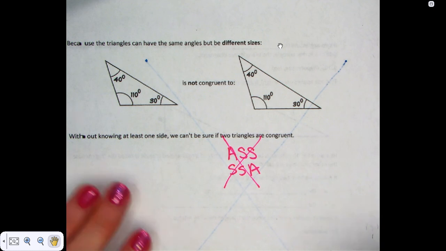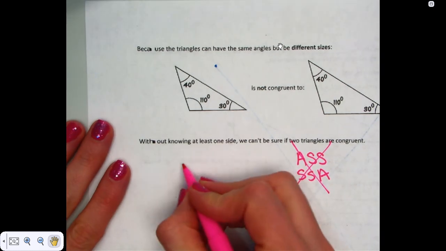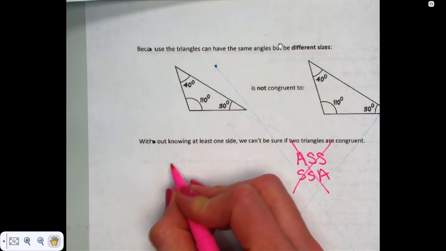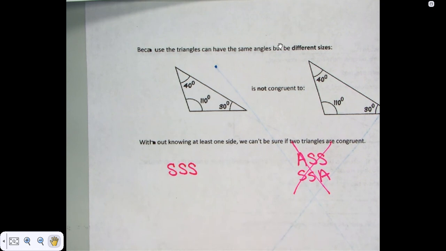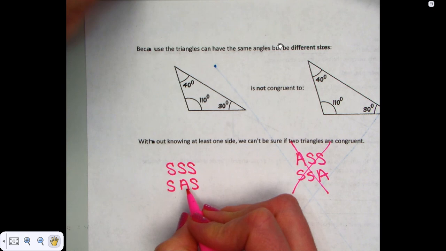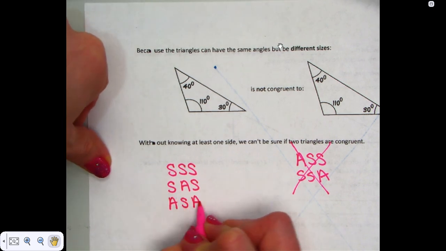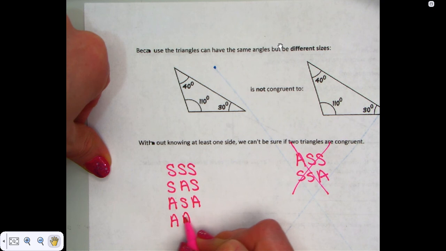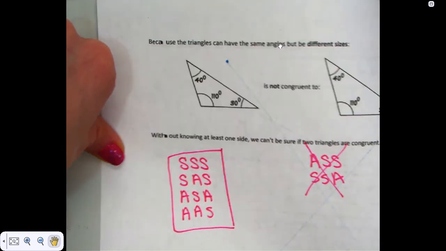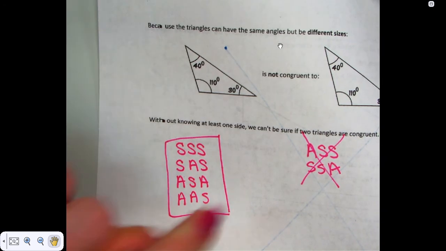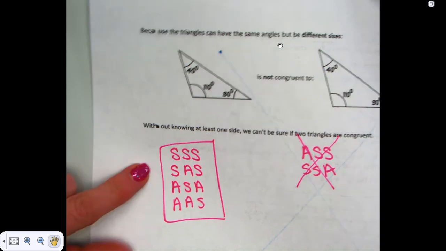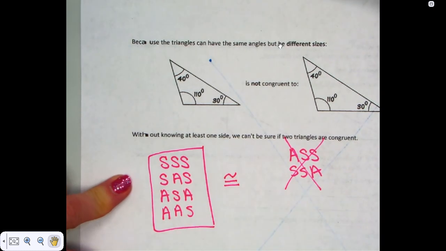So let's just go over what we talked about real quick. The ones that we do have, I want to go in order here: side, side, side, side, angle, side, then angle, side, angle, and angle, angle, side. Those are the 4 that we are going to be using in our homework and on our Kahoots and quizzes and all that stuff. So if you want, go ahead and write these down so that you have them and know that that's what we're going to be using, proving triangles are congruent. And this is our symbol for congruent.